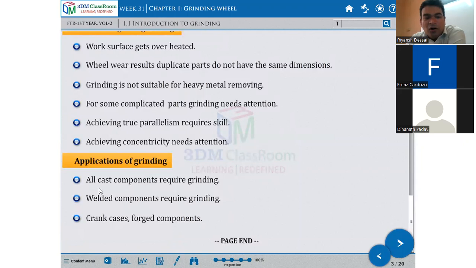Application of grinding. All cast components require grinding. Welded components require grinding, and cranks, crankcase, forged components require it. Grinding is mostly applicable where there are cast components. In casting, you remove the burr and then grind. Next, welded components, you can grind them. After welding, you can grind it extra. Crankcase, forged components, you can grind it. But when you're doing machining, for example, filing, you cannot grind, right?